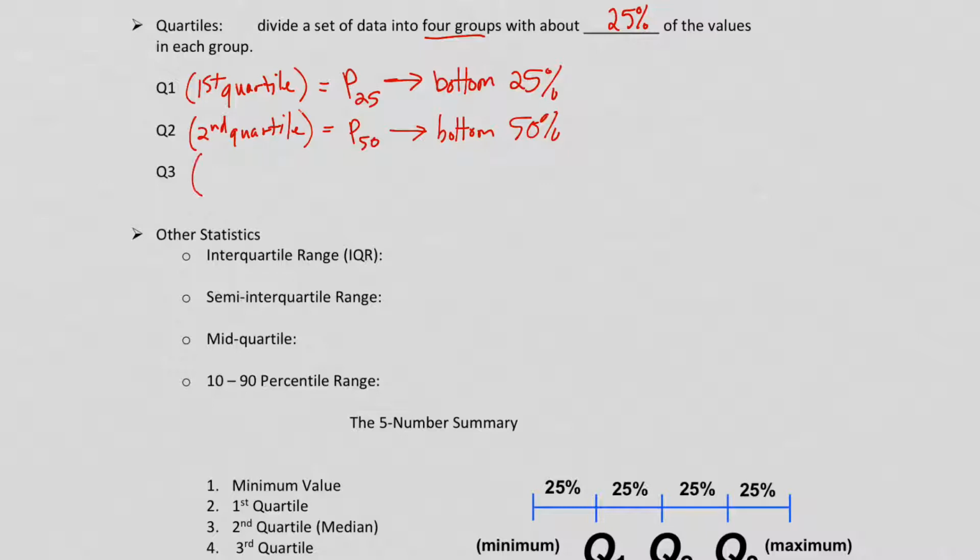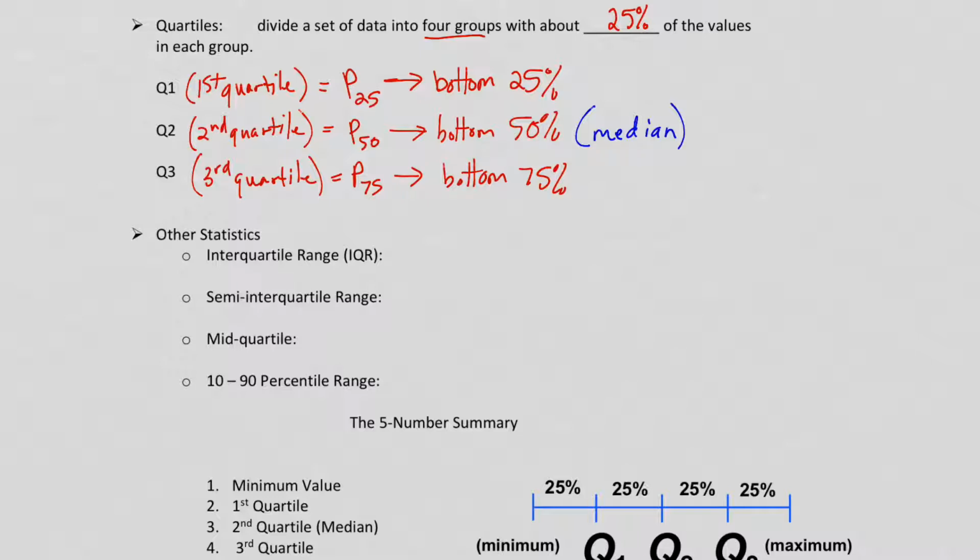And the third quartile. Oh, by the way, this is also the median. So we already know that the 50th percentile, or halfway in the data, is actually the median. And then the third quarter, or third quartile, is another quarter, so it's 75, and that represents the bottom 75%.